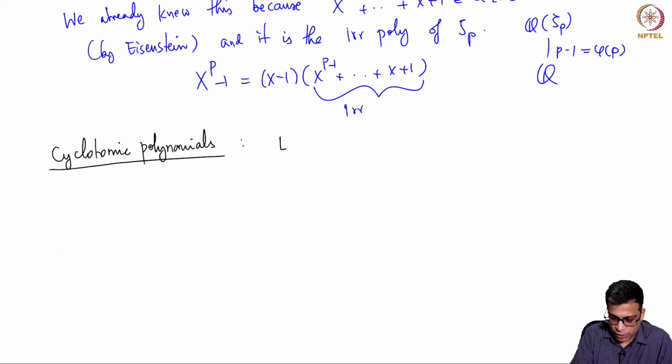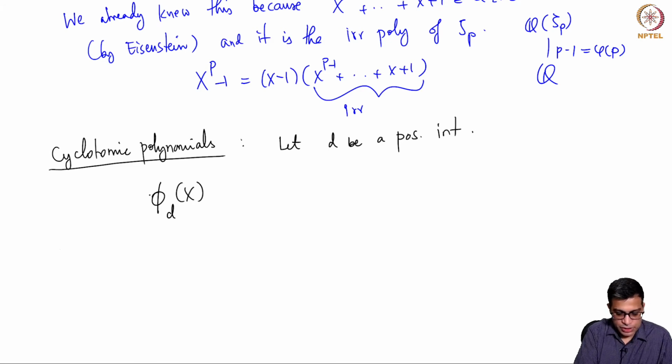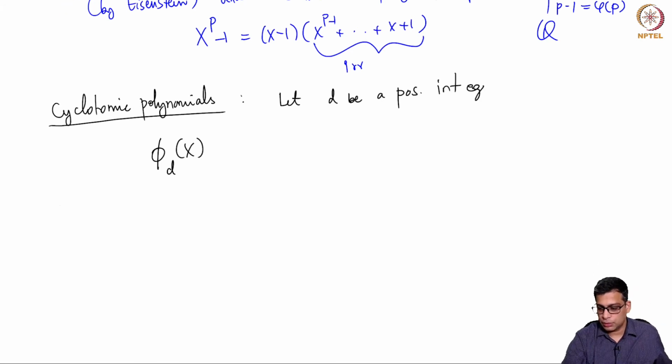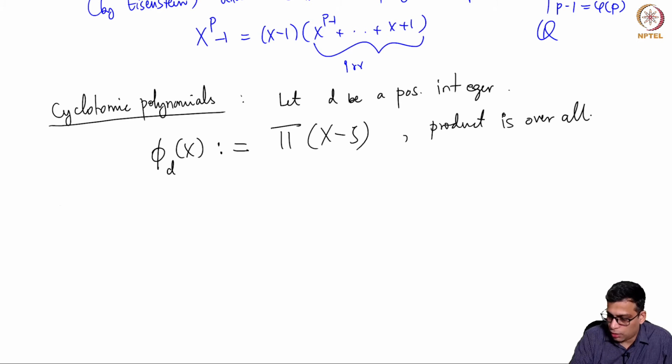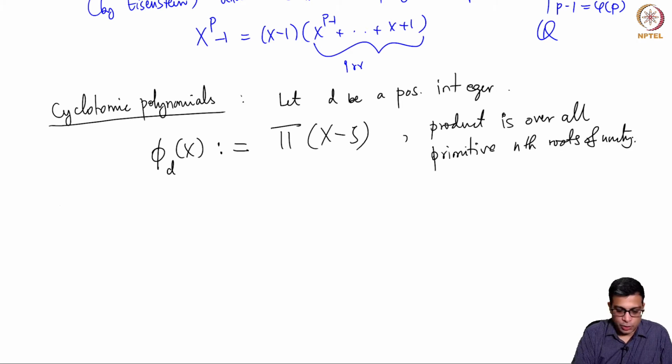So I'm going to define the following. Let d be a positive integer, then define phi d of x. These are all going to be rational polynomials, defined as follows. Phi d, it will be rational, we'll show. Phi d of x is defined to be the product of x minus zeta over all primitive dth roots of unity. Okay, so a priori this is a polynomial with complex coefficients.